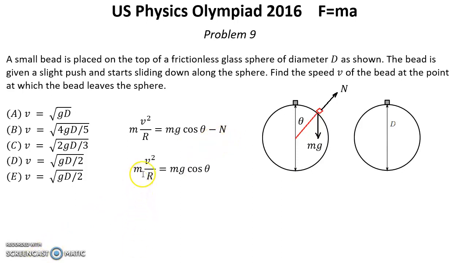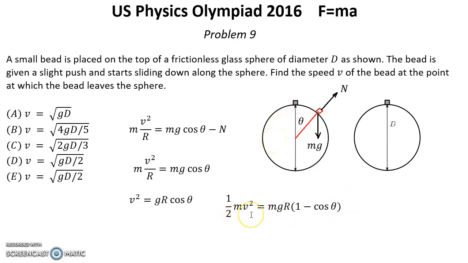And now mv squared over r equals mg cosine theta, m cancels, and v squared equals r g cosine theta. So we have to find the relation between cosine theta and v squared. This we can find from energy conservation, because the difference in potential energy equals the kinetic energy.